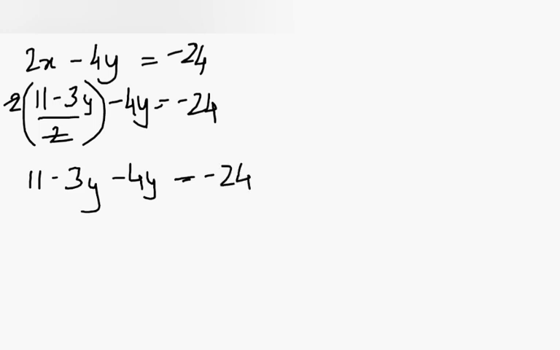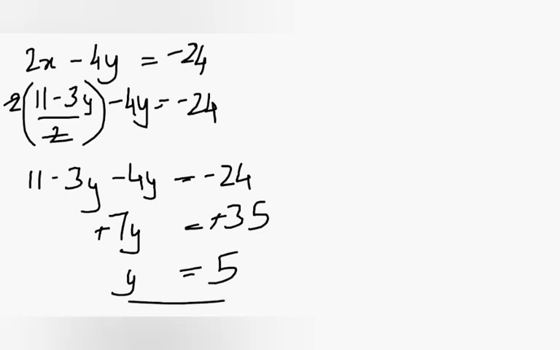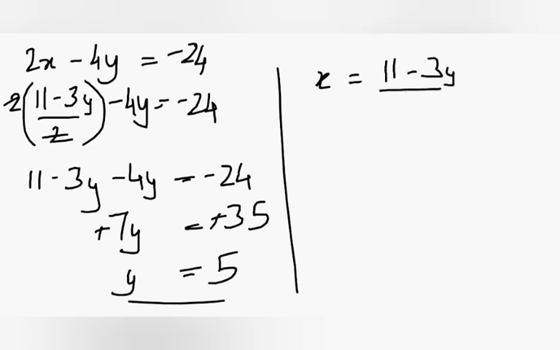So 11 went from the LHS to the RHS and became minus 11. So minus 24 minus 11 is minus 35, so minus 7y is equal to minus 35. So minus minus gets cancelled and y is equal to 5, because 7 fives are 35. We divided by 7. Now we got y is equal to 5, and we know that x is equal to 11 minus 3y by 2.